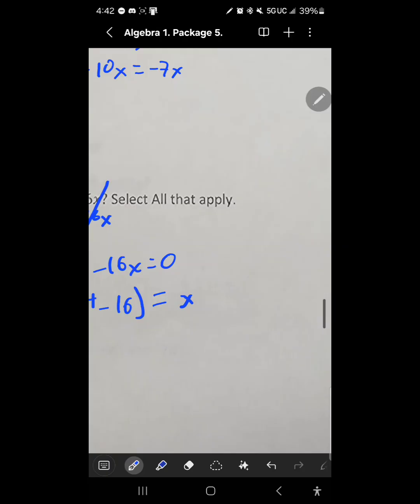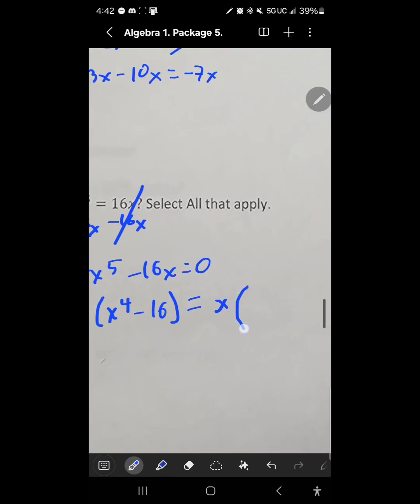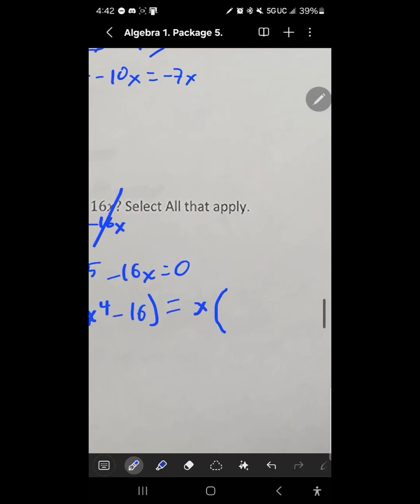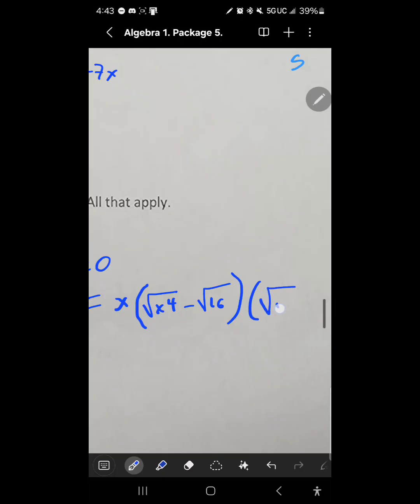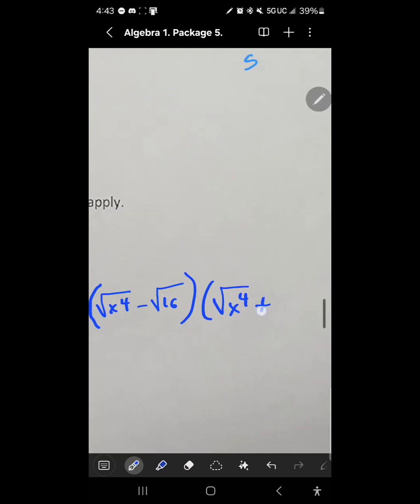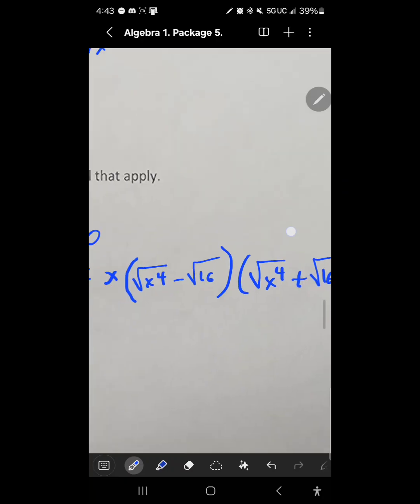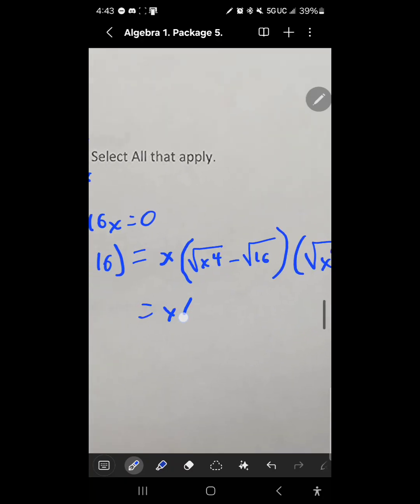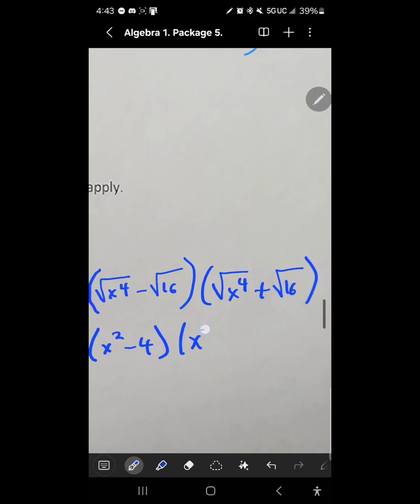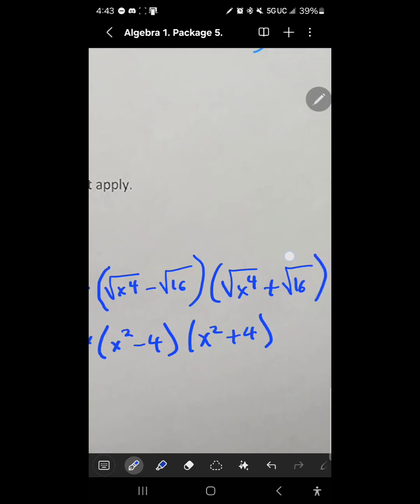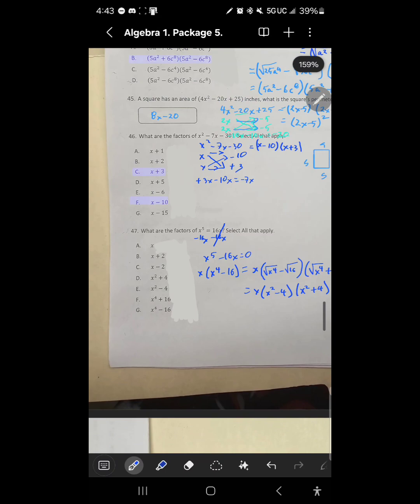We leave the x behind, outside, times the square root of the first one minus the square root of the second one, times the square root of the first one plus the square root of the second one. So here we keep the x, and the square root of x to the 4 is the same as 4 divided by 2, which is 2, so x squared. The square root of 16 is 4, and then it is x squared plus 4. And this is our final answer.